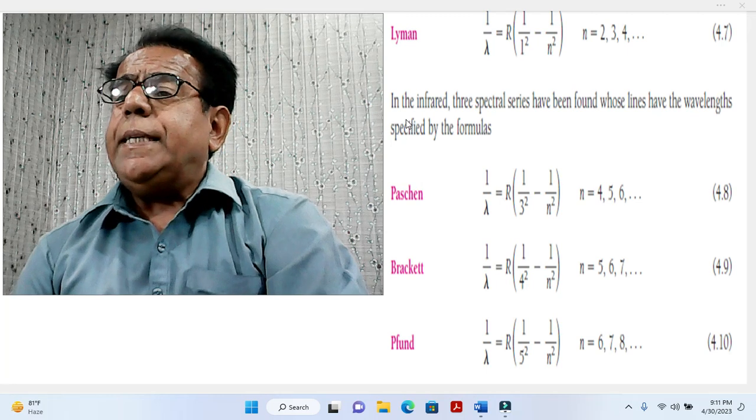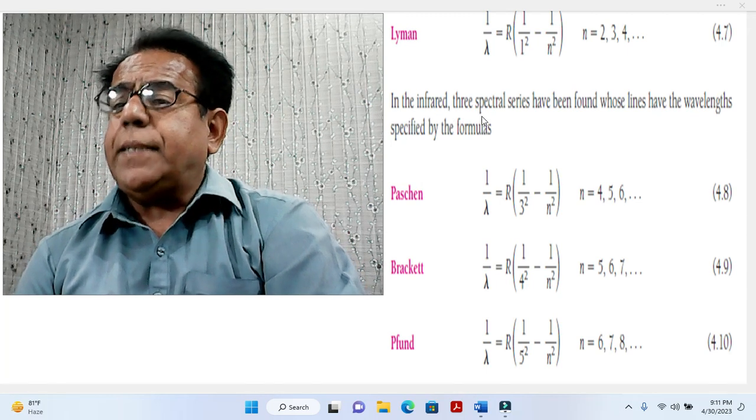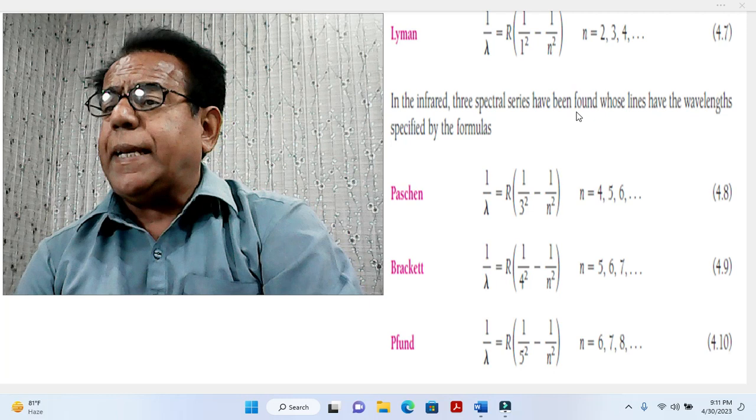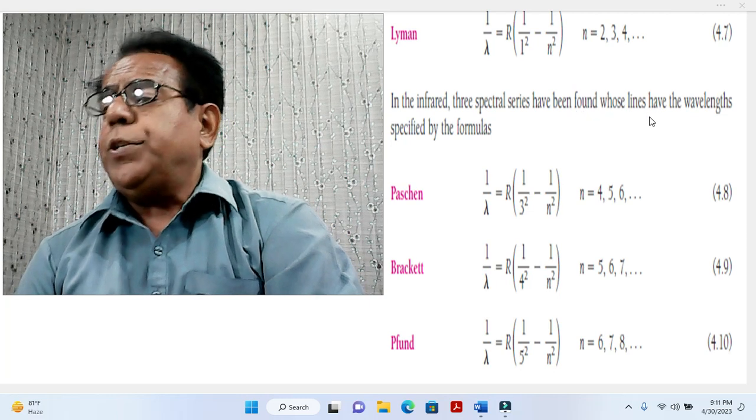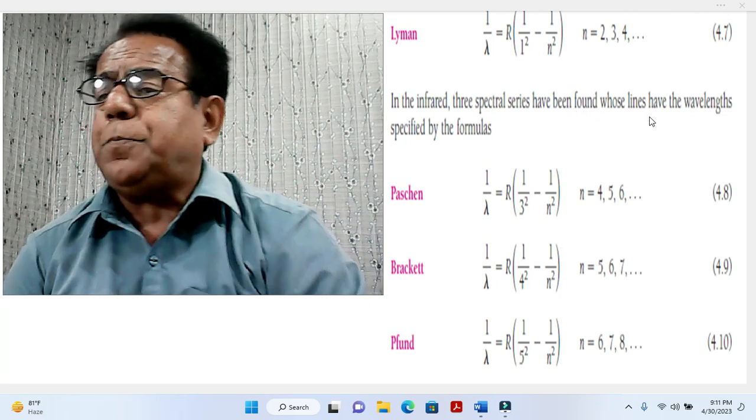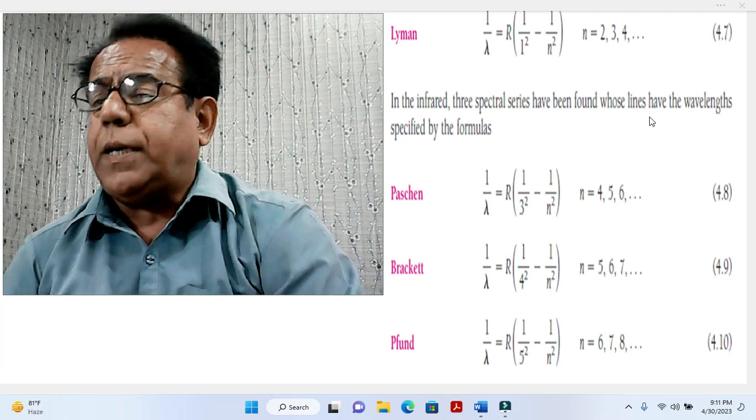In the infrared, 3 spectral series have been found whose lines have the wavelengths specified by the formulas.